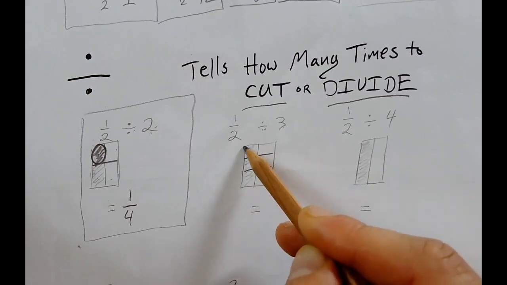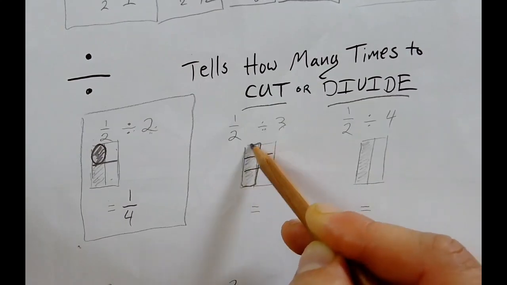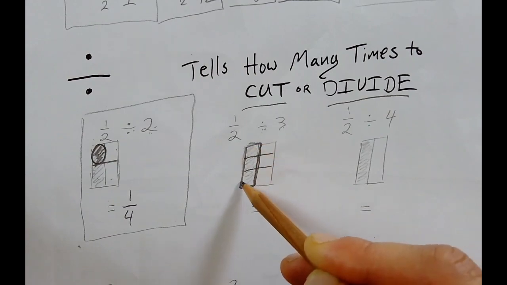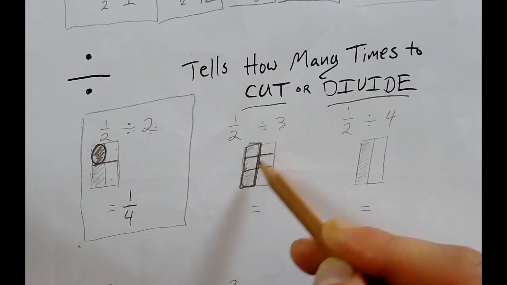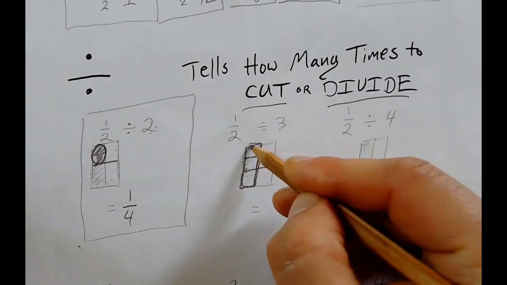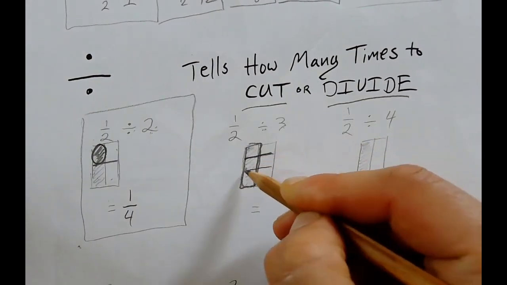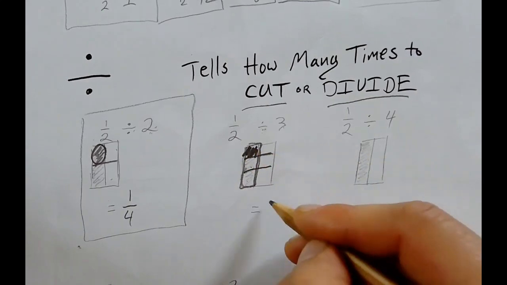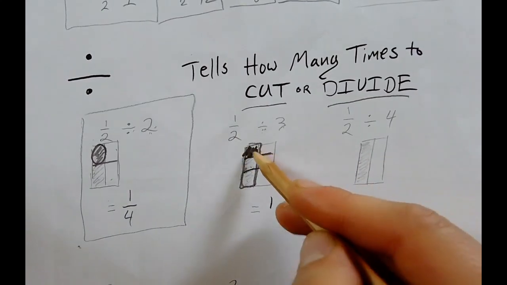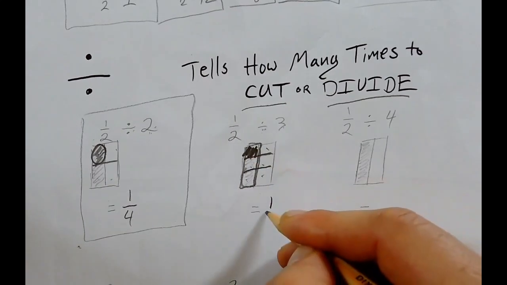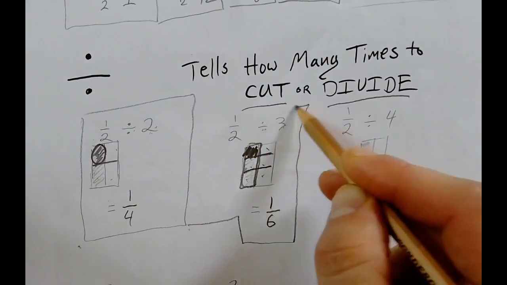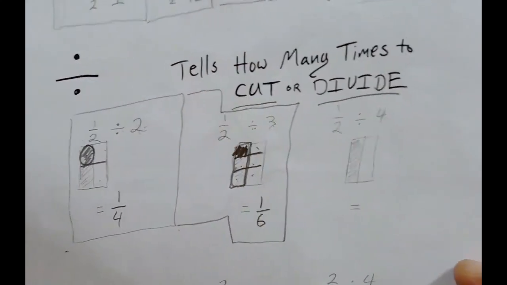So before, my half was this size. This was my previous starting 1/2. Now it's got 3 times smaller, right? I've cut it up into 3 pieces. This is my new piece size, now that I've cut it up into 3 pieces. 1 piece, and my piece size is 6. 1/6. Okay?